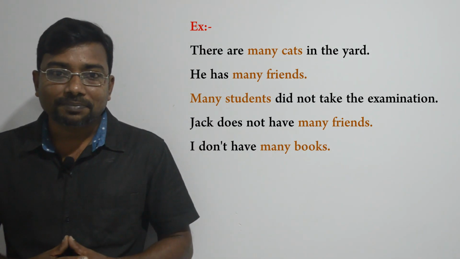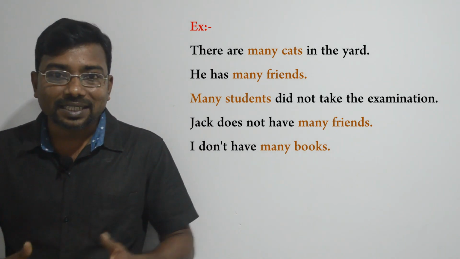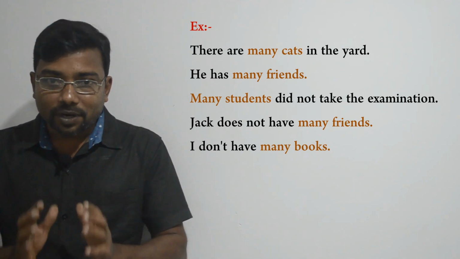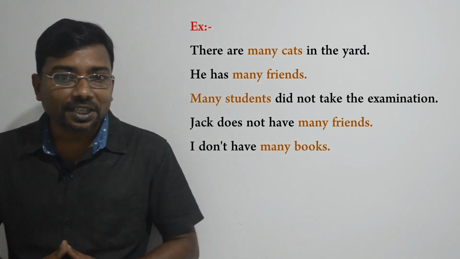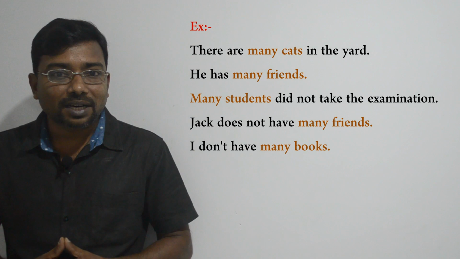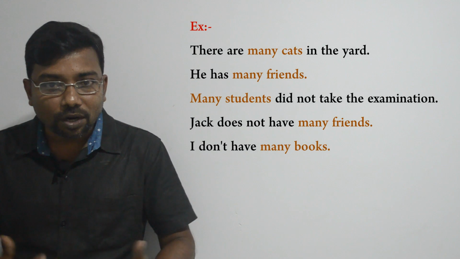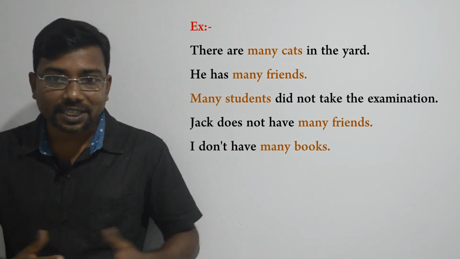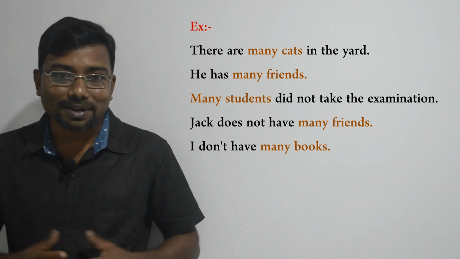Okay, look at the next one. I don't have many books. It is also a negative statement. We use the word many to indicate an indefinite amount. And also here book is a countable noun. We can count them with numbers. So therefore we use the word many to indicate an indefinite amount. Okay everyone, when you consider all these examples, it's clear we use the word many to indicate a large or lot of amount in a positive statement or sentence. And also in a negative statement, many indicates a few or small amount. And also this word many always stands directly before the noun to describe its indefinite amount.